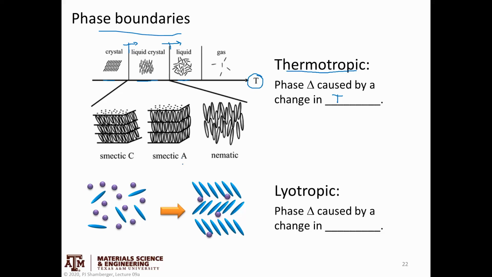We can also have changes in their order based on a concentration of solvents. So how many solvent molecules, that's what these little purple dots are supposed to represent, per the concentration of mesogens. So a lyotropic phase transition is a phase change that's caused by a change in the concentration of solvents. And so generally, you could think about this as, I have molecules that are dissolved in some solvent, and maybe I'm evaporating a solvent, and at some point, they're going to start to arrange in these liquid crystal structures.